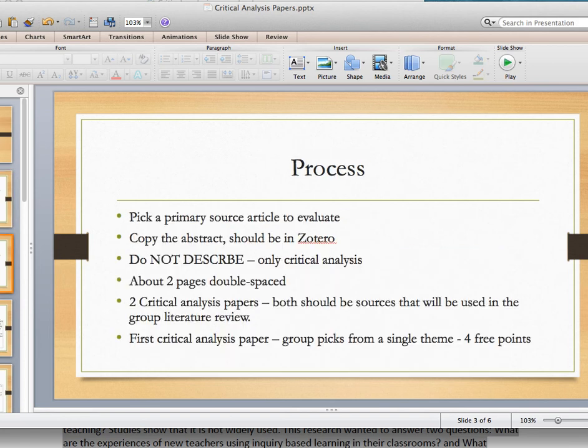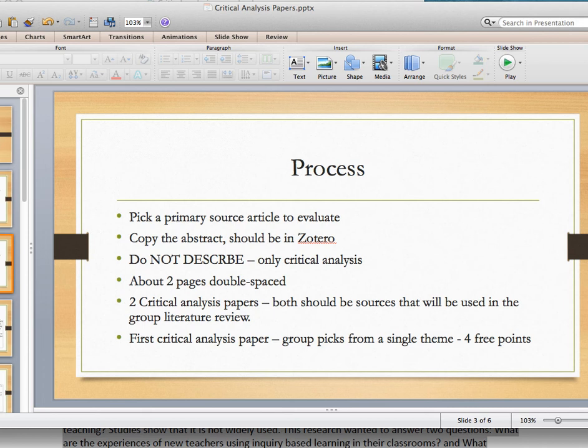All right, a few process points. First, when you do your critical analysis paper, you're going to do it on a primary source document. Otherwise, you wouldn't have any methodology to critique. Second, and you'll see this in the examples that are available to you, what we want you to do is copy the abstract, put it at the top of the paper. And your article should be in Zotero so that if we want to see the original and read more, we can just go into Zotero and find the article that you've tagged with your name on it that obviously matches the abstract, and we can read the article or scan through the article.